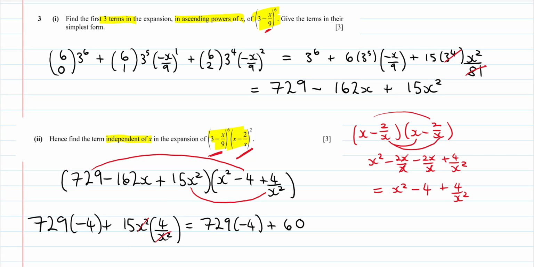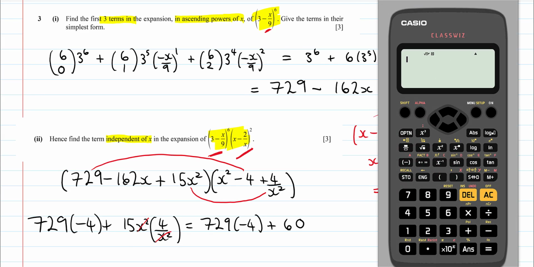And then just working that out on our calculator, we're going to get 729 times negative 4 plus 60. And that is equal to negative 2,856. So that is our answer there for question 3, part 2.